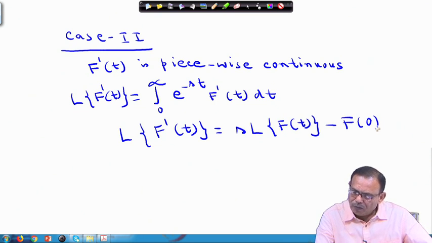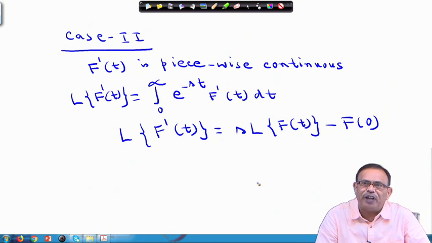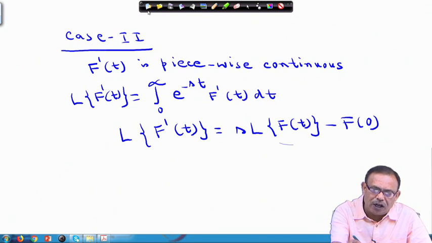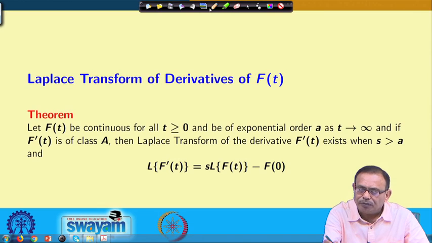So, please note that once I know the Laplace transform of f t, then very easily using this theorem I can say what is the Laplace transform of derivative of that function also, which is nothing but s into Laplace transform of f t, which is again known to me, minus f 0. So, this is the Laplace transform of derivative of the function.